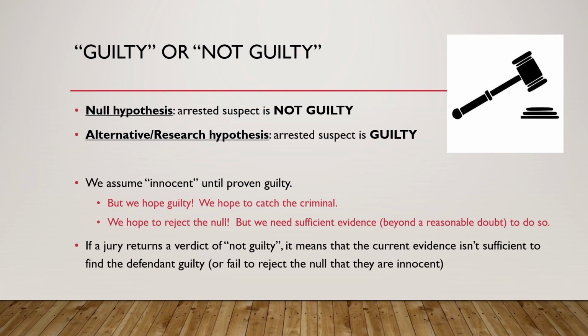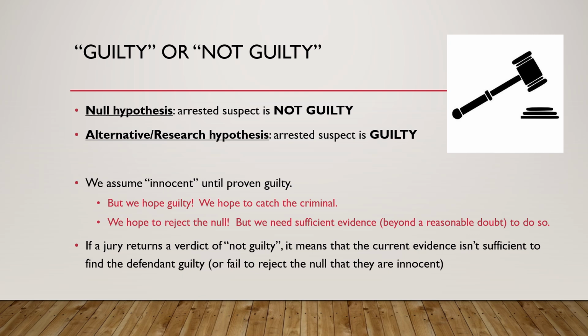So if we are in a courtroom and we're trying to figure out if somebody, the defendant, is guilty of something or not guilty, our null hypothesis would be that the person who's been arrested and is on trial is not guilty. They didn't do what we think they did. There's nothing interesting. They're just another person, an innocent individual. They didn't do it. Whereas the alternate or research hypothesis would be the opposite of that, that if they are not guilty, then they are guilty.